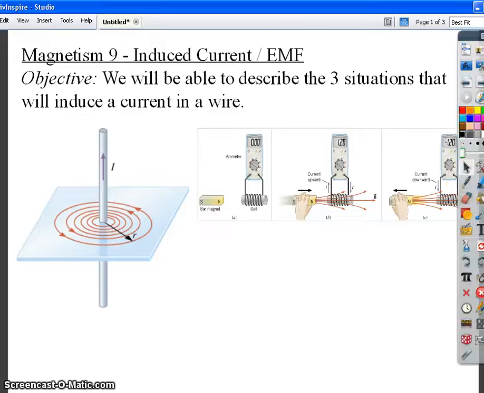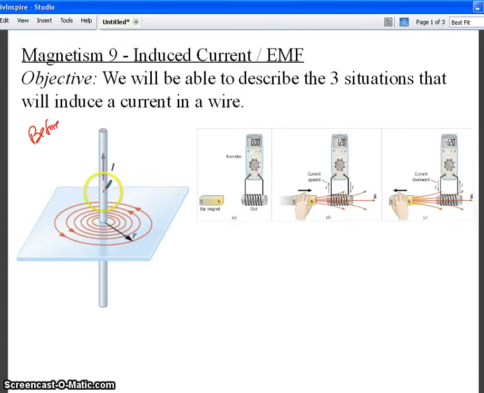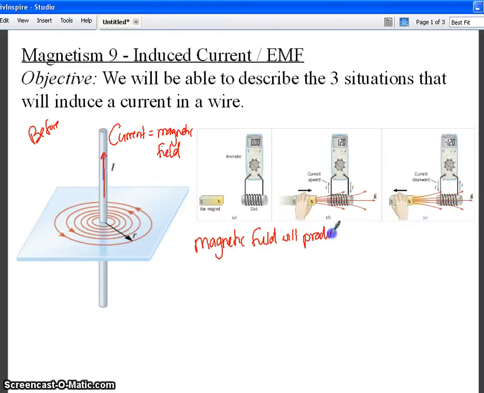Okay, so what we learned before, this picture over here, is that a current in a wire will produce a magnetic field. So current equals magnetic field. Well, we find that the opposite is also true. A magnetic field will produce a current.